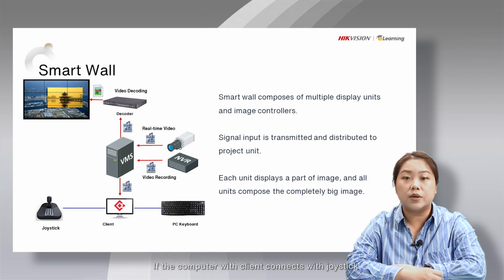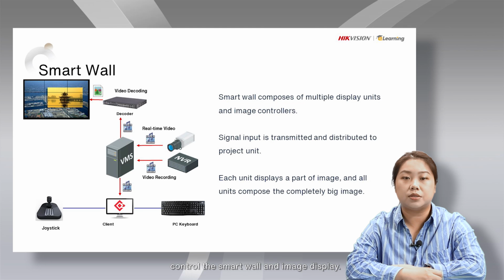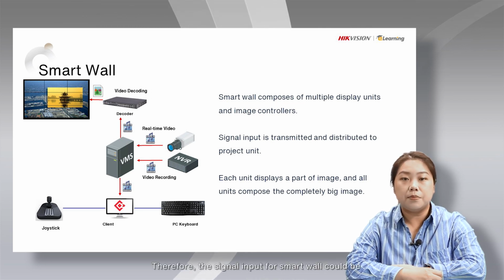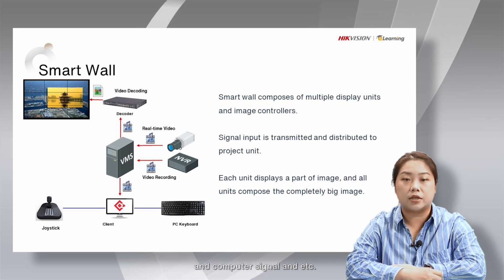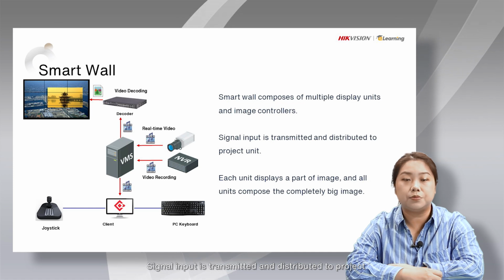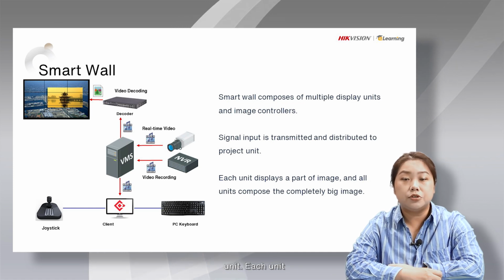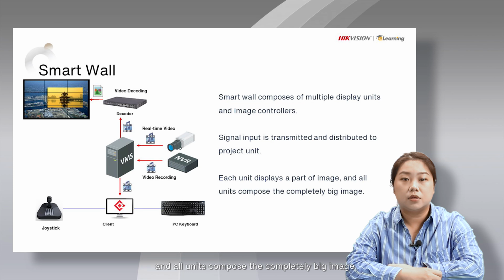If the computer with client connects with joystick or PC keyboard, operator can efficiently control the smart wall and the image display. Therefore, the signal input for smart wall can be security camera video input and computer signal, etc. Signal input is transmitted and distributed to project unit. Each unit displays a part of image, and all units compose the completely big image.